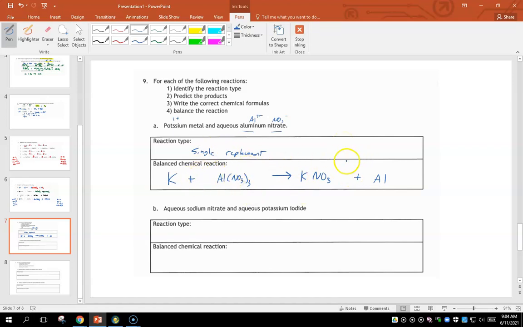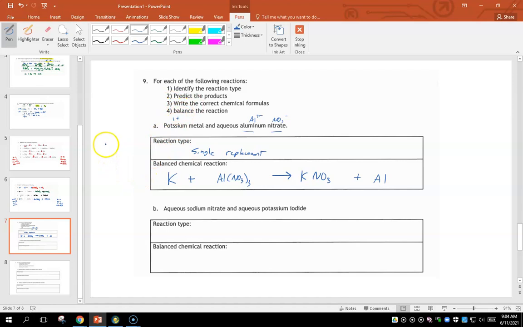Now we've identified the reaction type as single replacement. We predicted the products, potassium nitrate and aluminum metal. We wrote correct formulas based on the charges. Last step is to go back and balance.